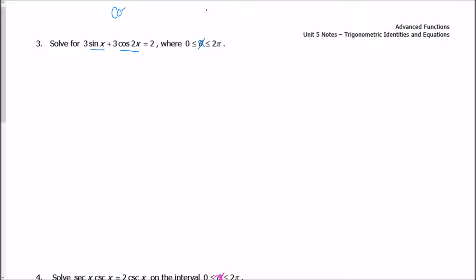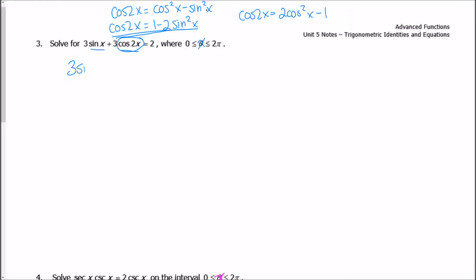So I know that cosine of 2x is equal to cosine squared x minus sine squared x. I also know that cosine of 2x is equal to 1 minus 2 sine squared x. And I also know that cosine of 2x is equal to 2 cosine squared x minus 1. Taking a look at this, I probably want to use this one to plug in for cosine of 2x, because then I will have an equation with all just sines in it.